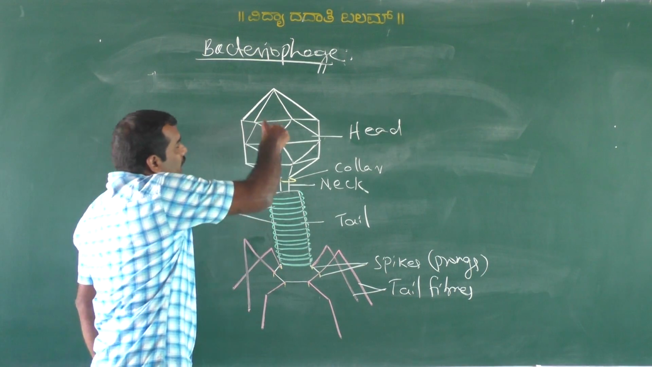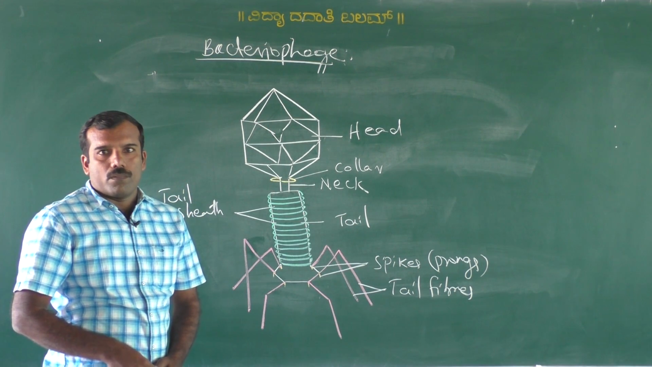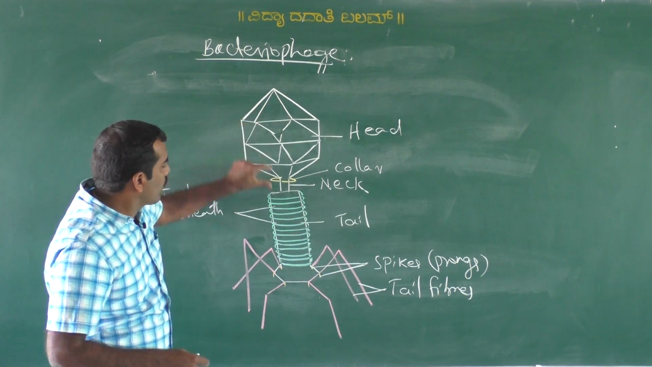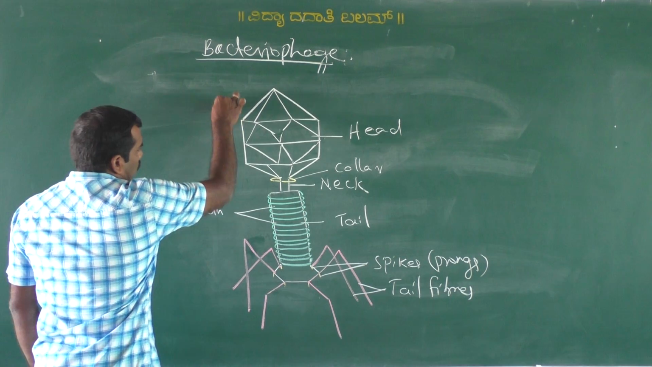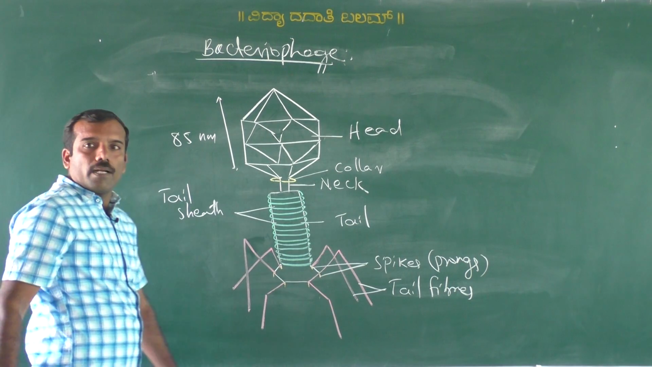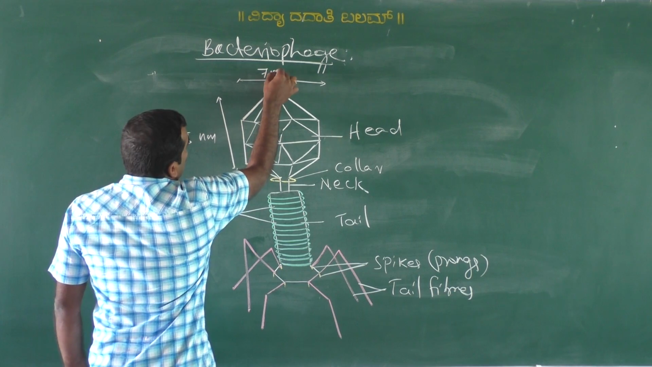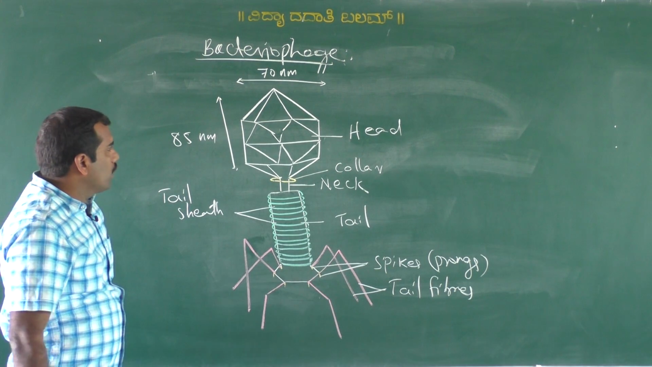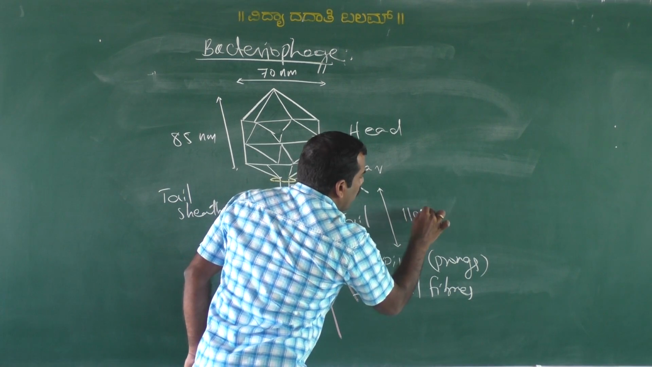Is it clear? Inside the head we can find the genetic material. So this is a bacteriophage. It's a virus. It has head, neck, tail, three parts. The head is about 85 nanometer in length. The diameter is about 70 nanometer. Then the tail is about 110 nanometer.